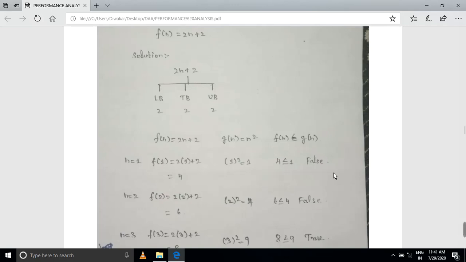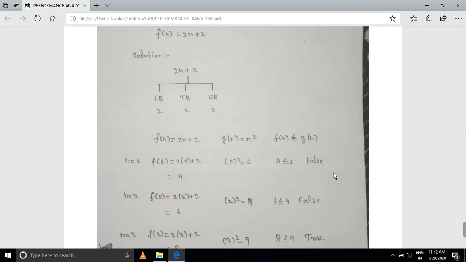Now I'm using only big O. If you are given f of n equal to 2n plus 2, split it: lower bound 2, upper bound 2, tight bound 2. With g of n equal to n square, the big O condition is f of n less than or equal to c times g of n, where c is the constant. If n equal to 1, then 2 times 1 plus 2 equal to 4, and 1 square equal to 1. 4 less than or equal to 1, so the condition is false.